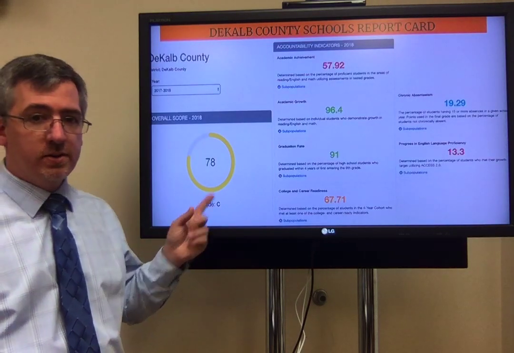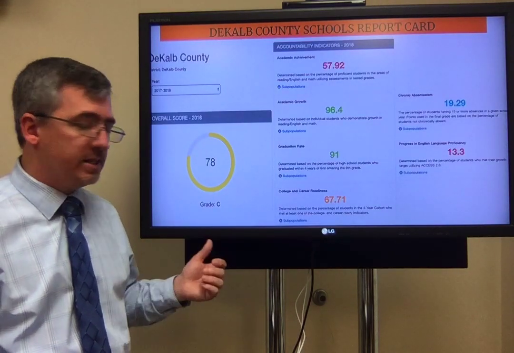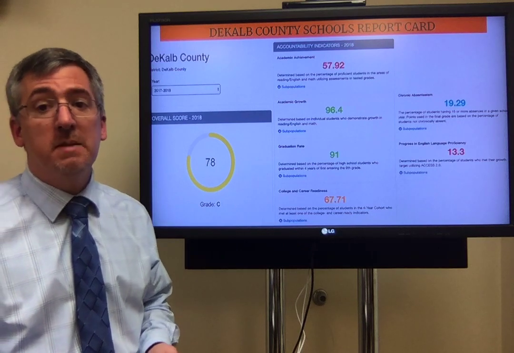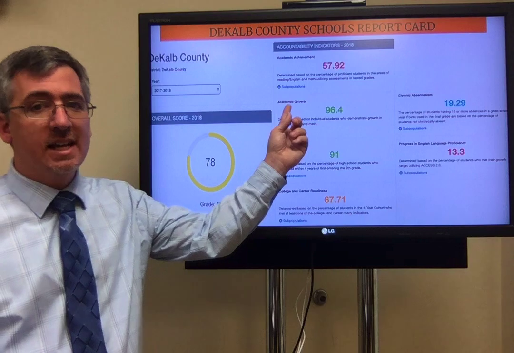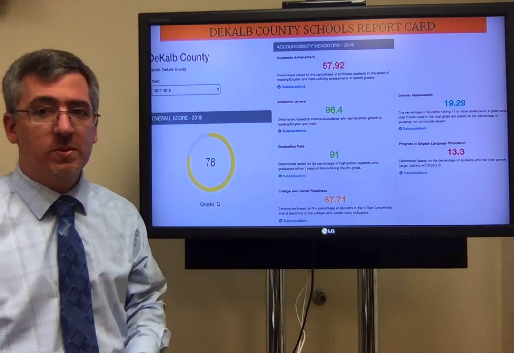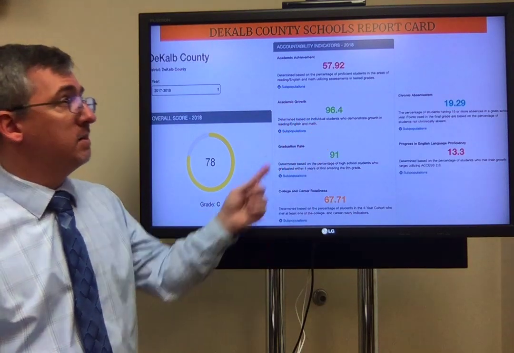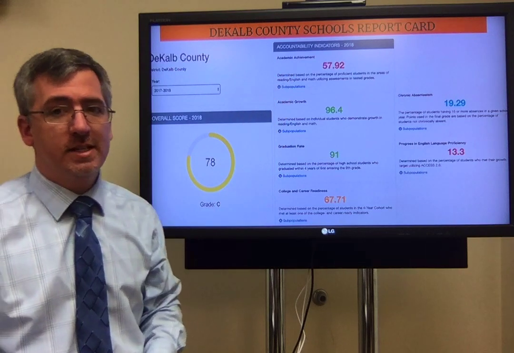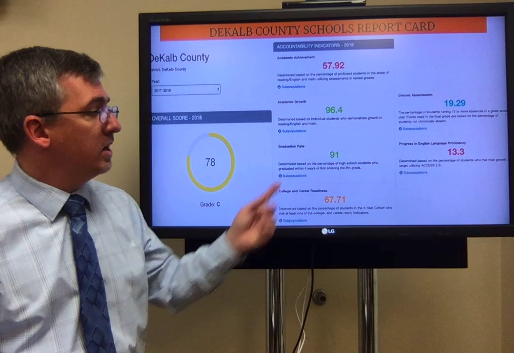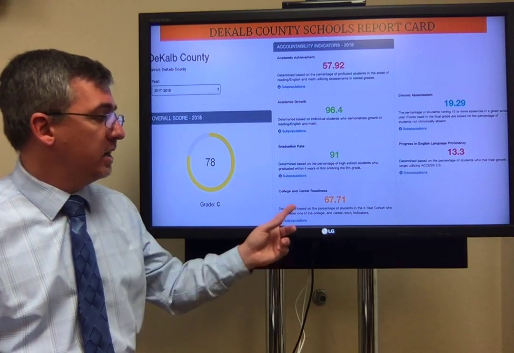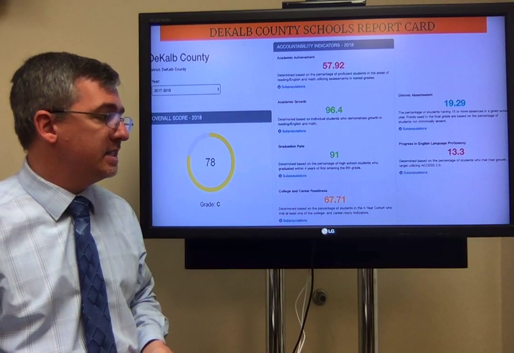So first of all, the score, a 78, grade C, not exactly where we want to be, but it is higher than we were before. And we'll see here that academic growth, 96.4, shows that we are making improvements. But if you look, academic achievement, 57.92, we've got a long ways to go. Our graduation rate at 91, our college career readiness at 67.71.